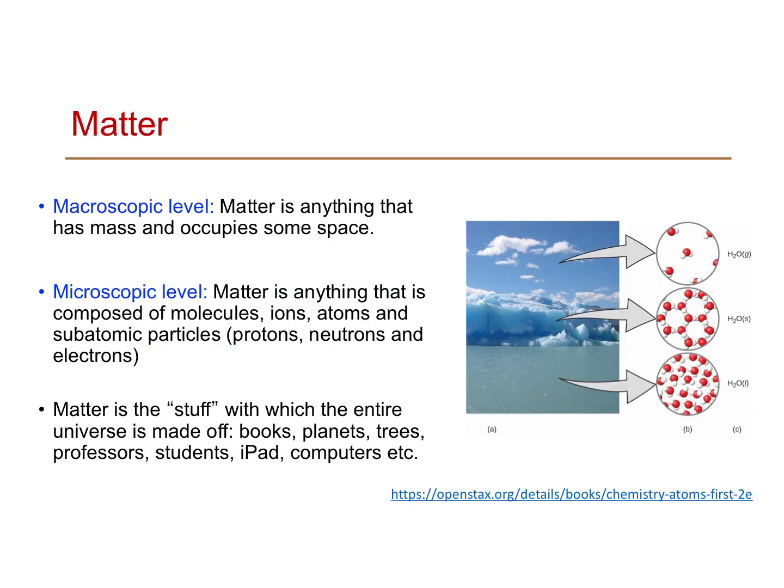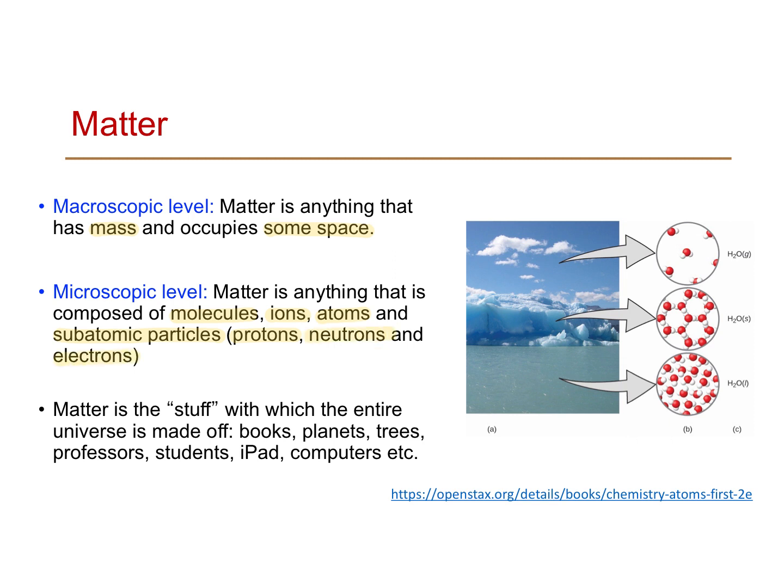Matter can be defined in two different ways. On a macroscopic level, we define matter as anything that has mass and occupies some space. On a microscopic level, matter is anything that is composed of atoms or molecules or ions or subatomic particles such as protons, neutrons, and electrons.